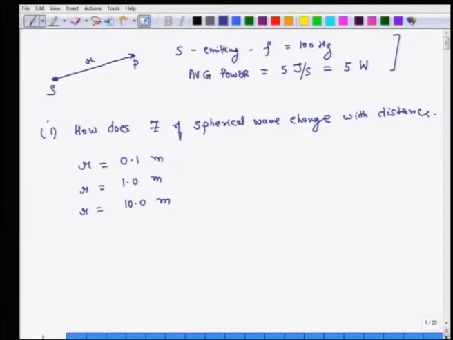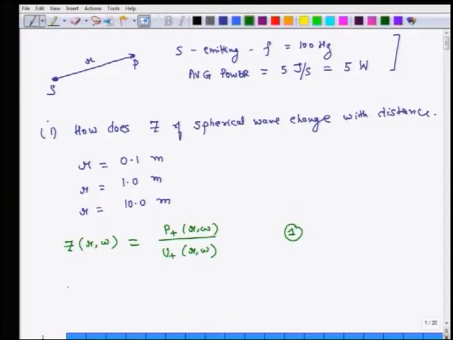Now, to do this, we know that Z, which is impedance, is a function of radius and angular frequency omega, and this is nothing but the ratio of P plus, which is a function of r and omega, over U plus, which is again a function of r and omega. So, let us call this equation 1.